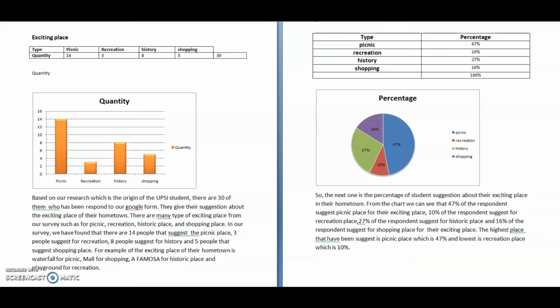Next is the percentage of the students' suggestions about exciting places in their hometown. From the chart, we can see that 47% of the respondents suggest a picnic place. 10% of the respondents suggest a recreation place, 27% suggest a historic place, and 16% suggest a shopping place. The highest suggested place is the picnic place at 47%, and the lowest is the recreation place at 10%.